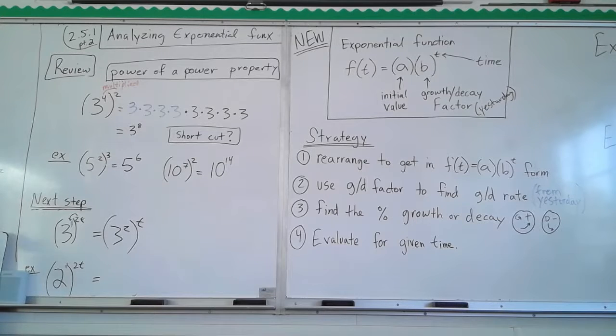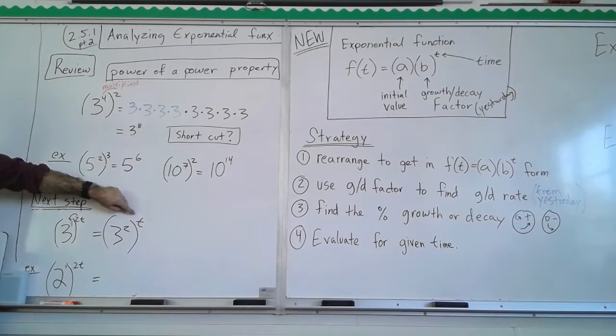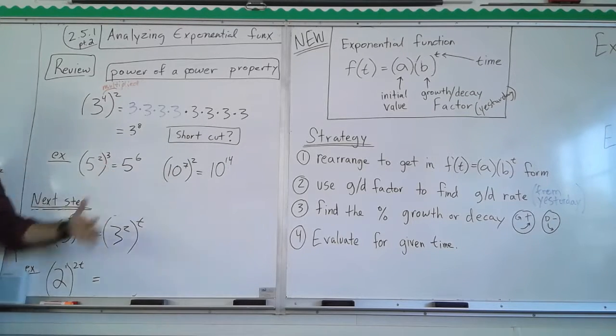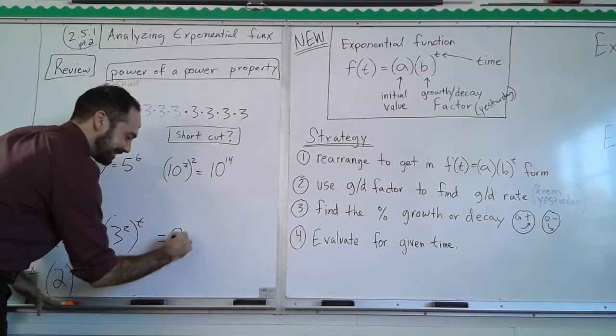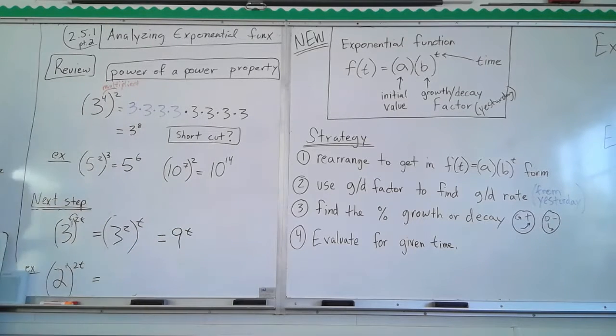All right. So all we did there was remember the power of a power property. When we have power to a power, we can multiply it in. So in this case, I just multiplied the 2 into the inside, leaving the t on the outside. That's what we want to get to. Can I simplify in the parentheses? What's going to happen there? 3 squared is 9.